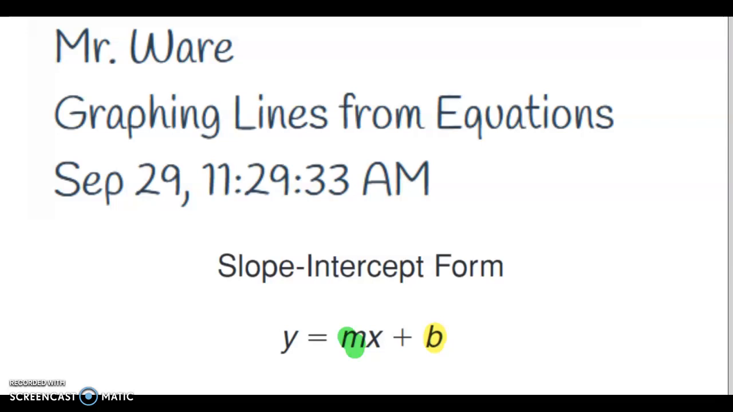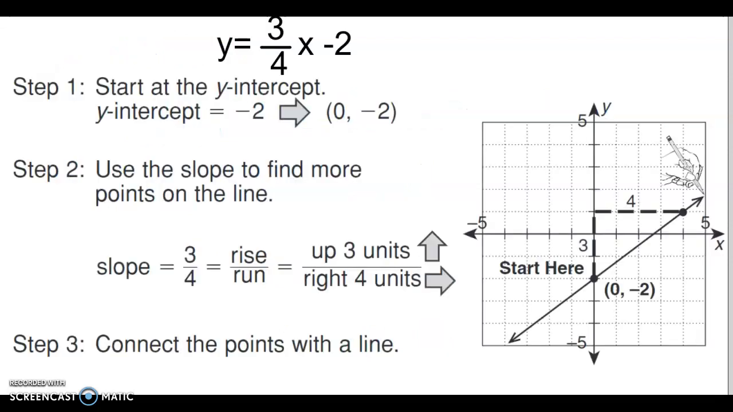You may be very well aware of it. It's y is equal to mx plus b, with m being the slope in green and b being the y-intercept in blue. Another way to look at it is b is where you begin and m is where you move. So I'm going to show you that exactly. Let's take a look.